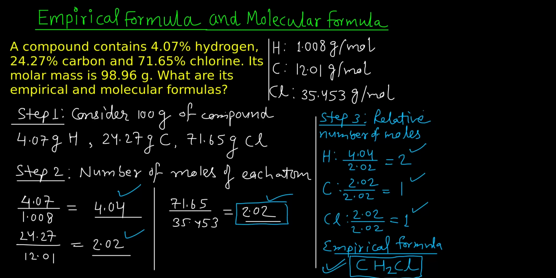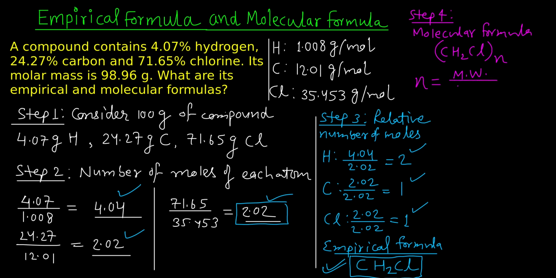Now we move to the next step. The next step is to calculate the molecular formula, so we will write step 4. The molecular formula is similar to the empirical formula, like the CH2Cl we have calculated, but here each subscript will be multiplied by a whole number. And what will be that whole number? n. How can we calculate it? That is calculated by dividing the actual molecular weight of the compound by the empirical formula weight of the compound.